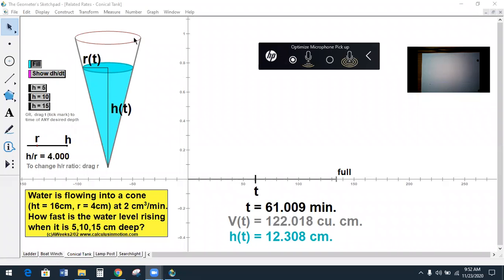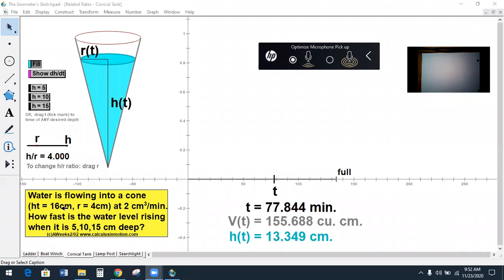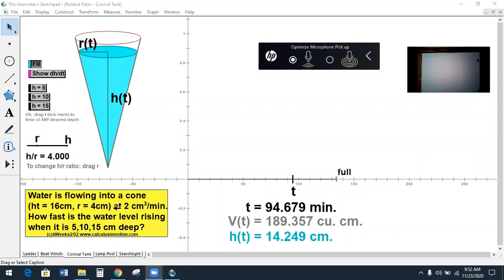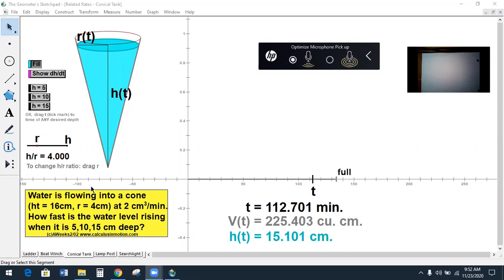Yeah, like you're increasing the amount of water that has to go in. The cone just gets larger at the top. So anyway, it's going to fill up really quickly at first and then more slowly. All right, so water is flowing into the cone. The height of the cone is 16 centimeters and the radius is 4 centimeters. Again, that's not changing. The cone is going to be the same size. The water in it is what's changing.